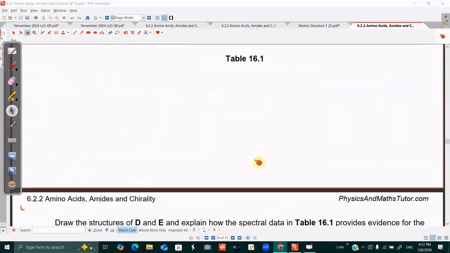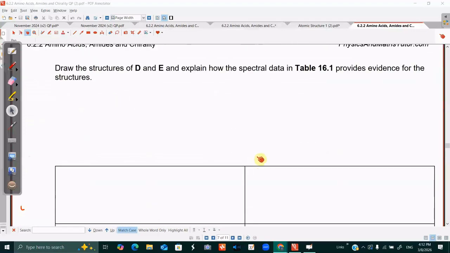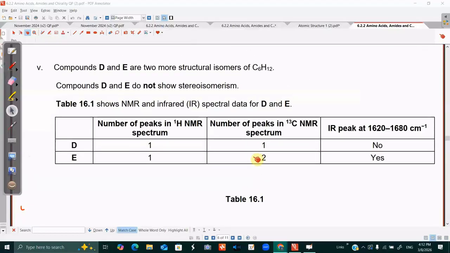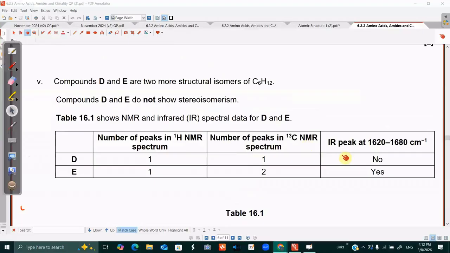For this one, you need the data booklet, right? Okay, no need. This is proton NMR, carbon-13 NMR, IR. Compound D and E, the structural isomers. Two more structural isomers.